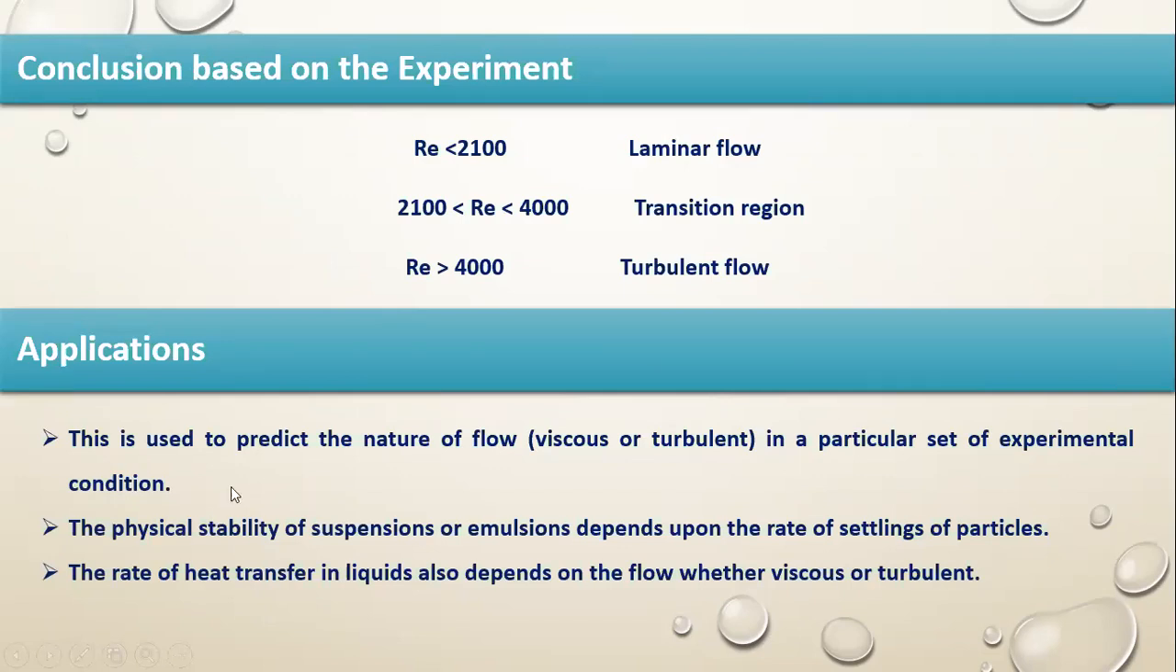What are the applications of Reynolds experiment, why he did this experiment, and what all implementations we have done in our pharmaceutical field. This is used to predict the nature of the flow, as viscous or turbulent, in a particular set of experimental conditions. The physical stability of a suspension or emulsion, as we all know a biphasic liquid system, depends upon the rate of settling of particles.